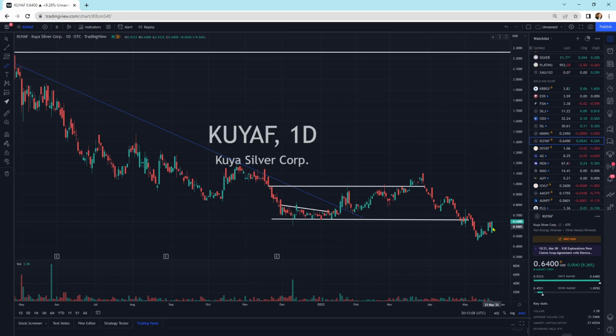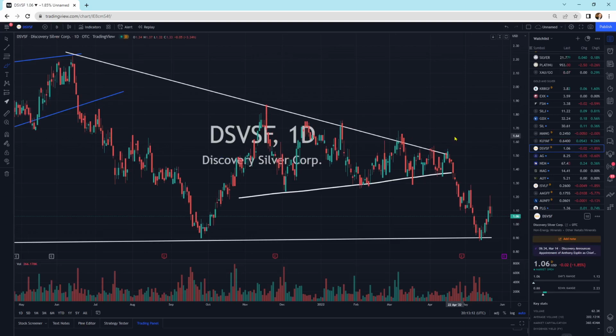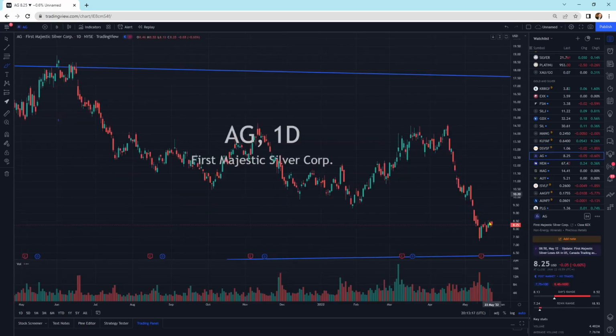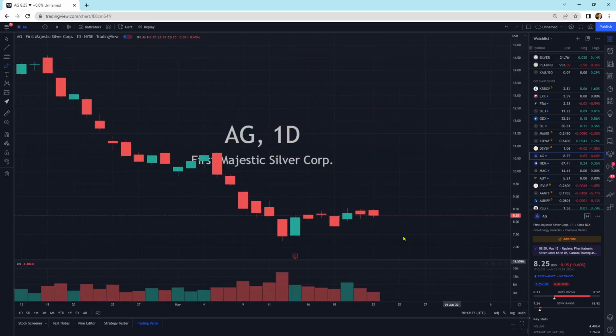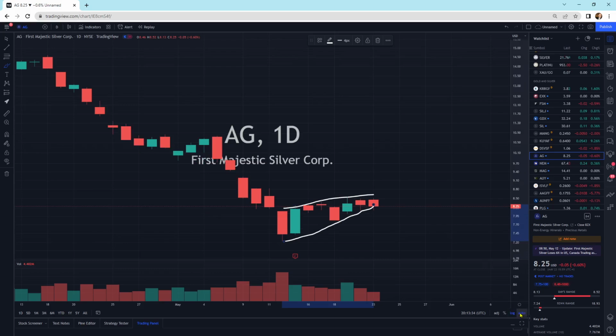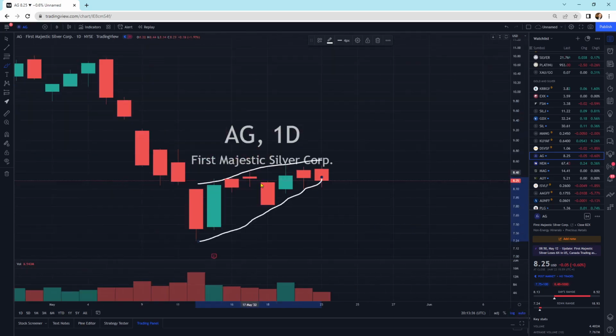Koya Resources is getting a lot more buyers here. It looks like it wants to go higher. That's a bullish engulfing pattern. Discovery Silver bouncing off support line. We've got First Majestic just moving sideways. This could have one last spill out of this. And what I'm seeing, if we zoom in here, it's squeezing up just a little bit, and maybe we puke out to the downside and then go. But something along the lines of that.